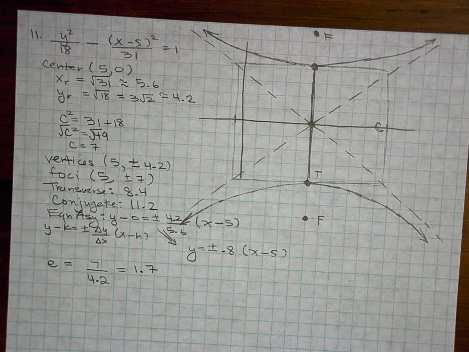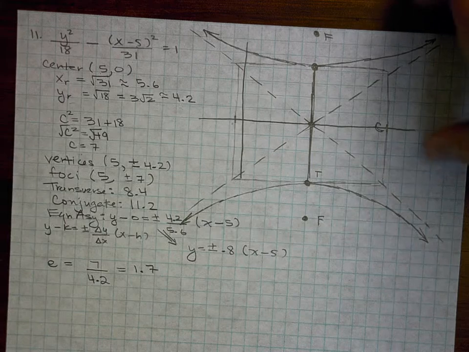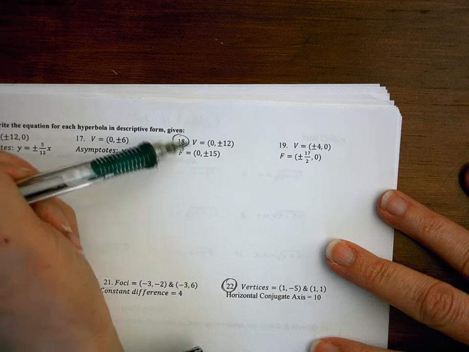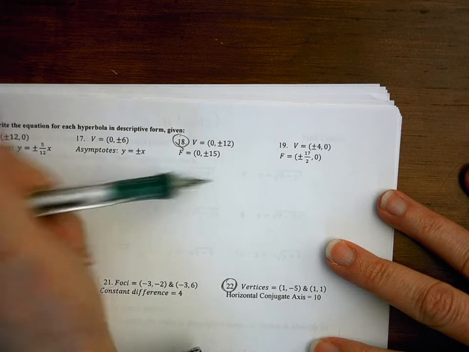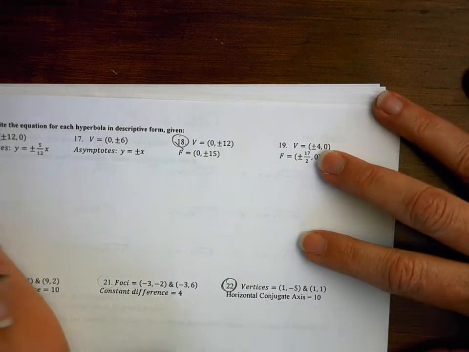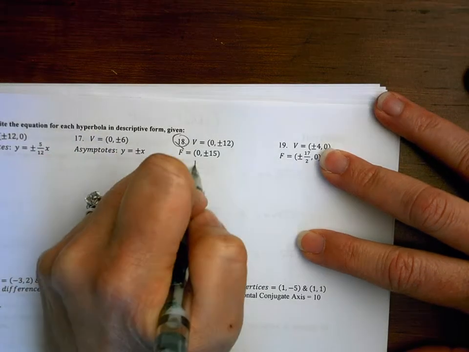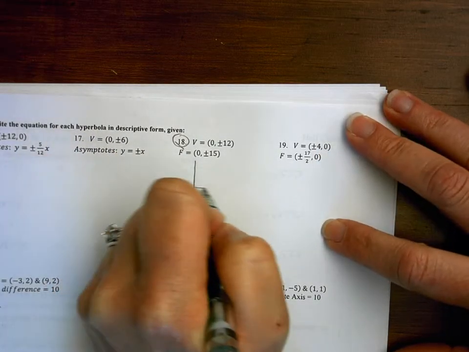Let's do number 18. So one of the write the equations. For question number 18, they're giving us some information here, and with this information they want us to write the equation. So I'm just going to do a little sketch so I can see what we're talking about here. So I'll just do a pretend graph here.